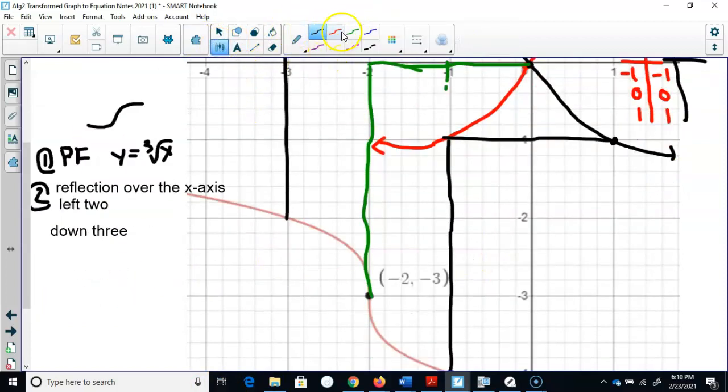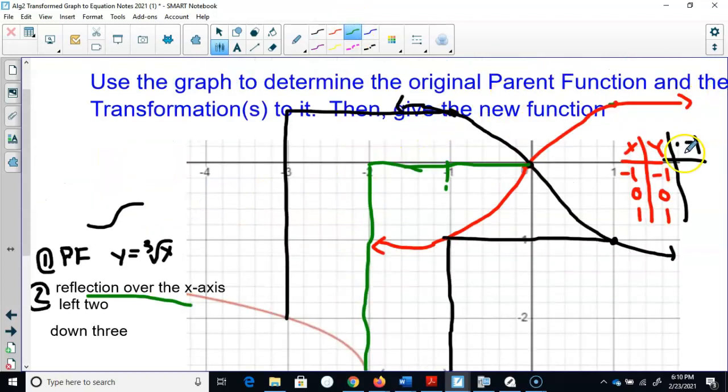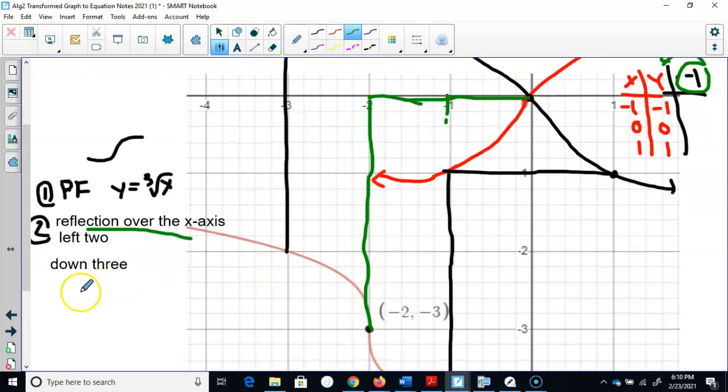Now let's rewrite it. A reflection over the x-axis. Remember, we've already talked about that right here. That was multiplying the y by a -1. Anything that's happening to the y is the same operation to the outside of the grouping symbol, not inside. So that would be y is equal to negative, you could put a 1 there if you'd want, but just the cubed root of x.